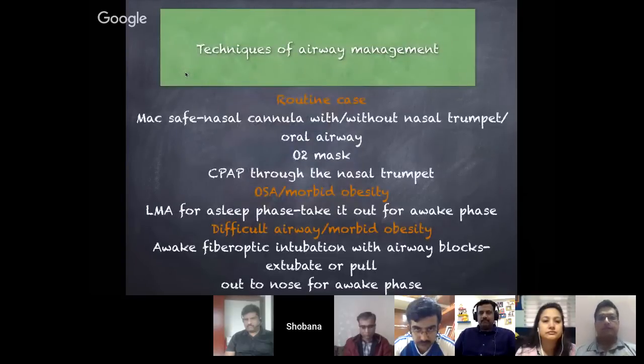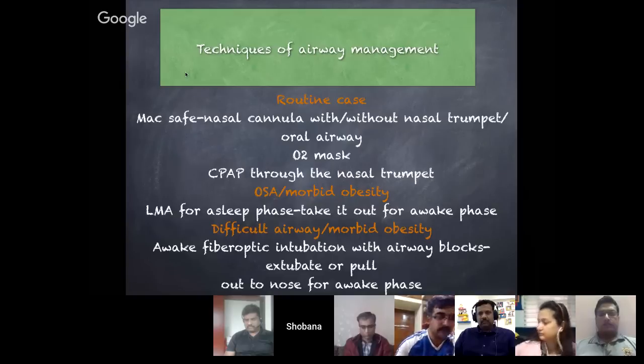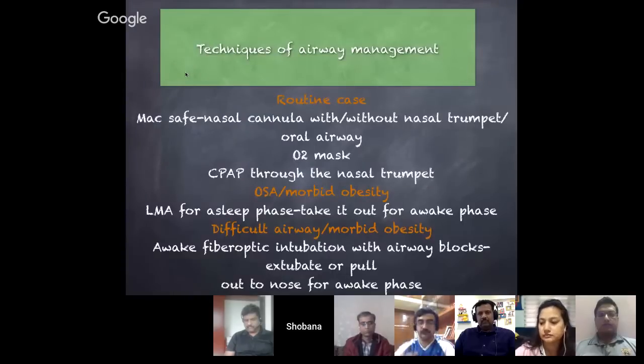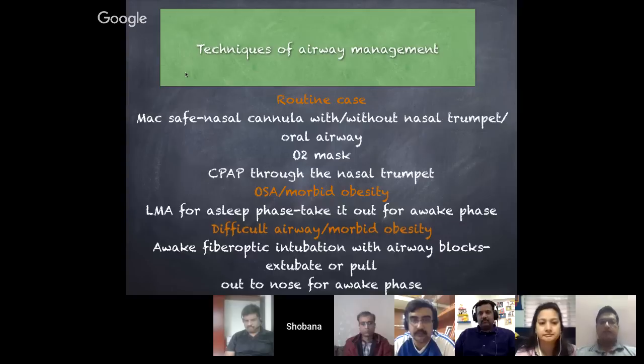So most important in this case is the different techniques of airway management. I guess that's the primary question: what are we going to do? Are we going to just keep the patient with a nasal cannula, or should we put in a more invasive airway? I'm sure that all of us have differing opinions for this. If it was just a routine case and the patient wasn't obese and did not have obstructive sleep apnea, possibly we would just sedate and use a max safe nasal cannula with or without a nasal trumpet if there's obstruction, and go ahead. Now, you could potentially give CPAP through the nasal trumpet.